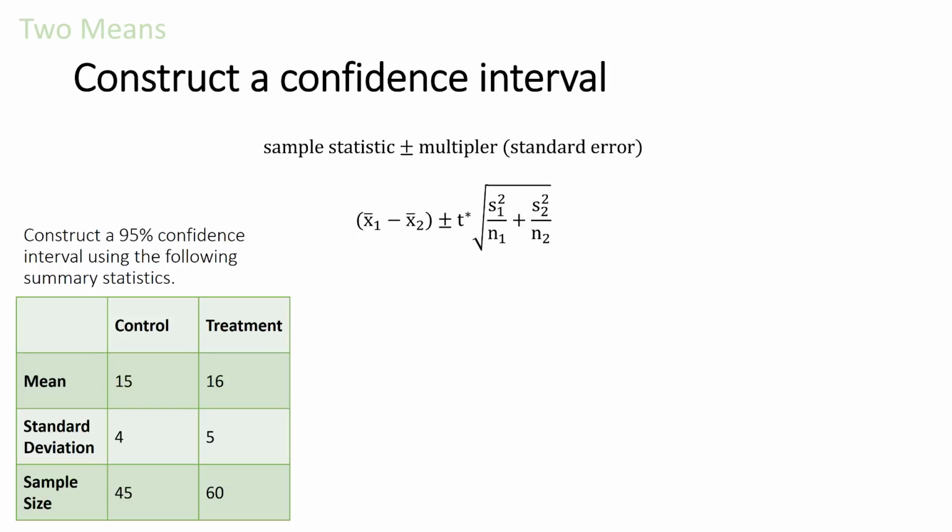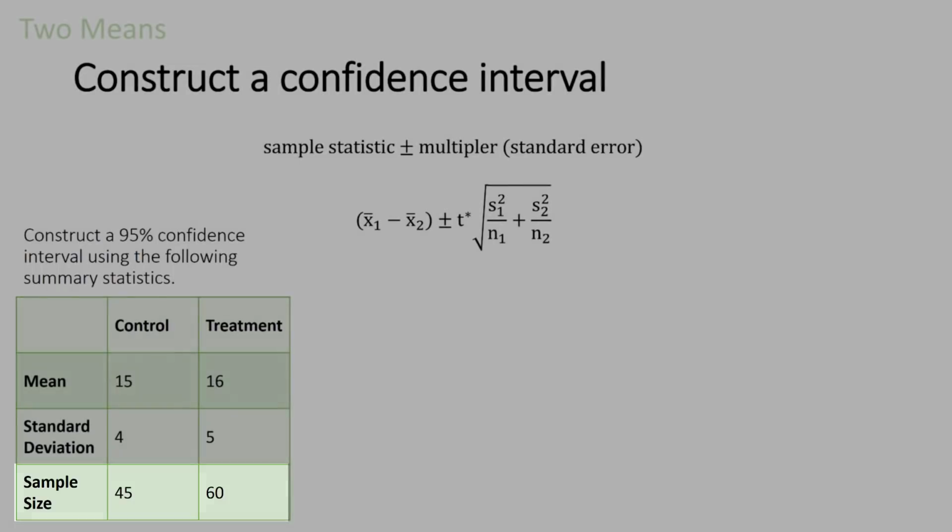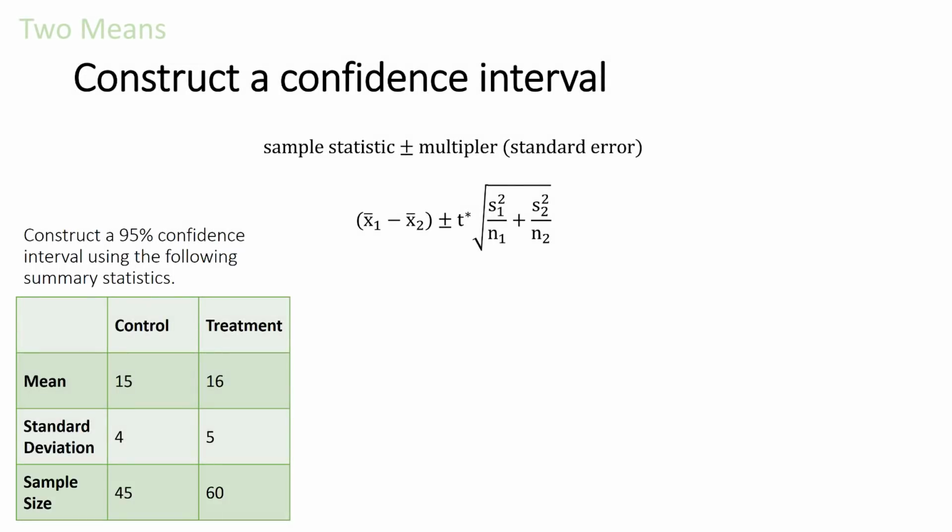The example that I'll do by hand is the same one that we just worked through for computing the standard error. We're given these summary statistics, and we're told to construct a 95% confidence interval. The sample sizes are both at least 30, so we can use the t-distribution method. We have all of the values that we need here except for the t multiplier. I'll take you to Minitab Express to find that value.